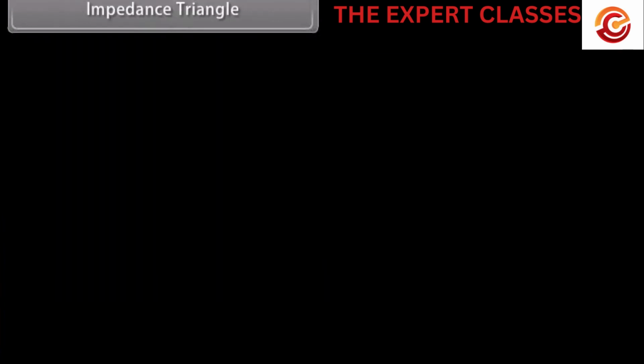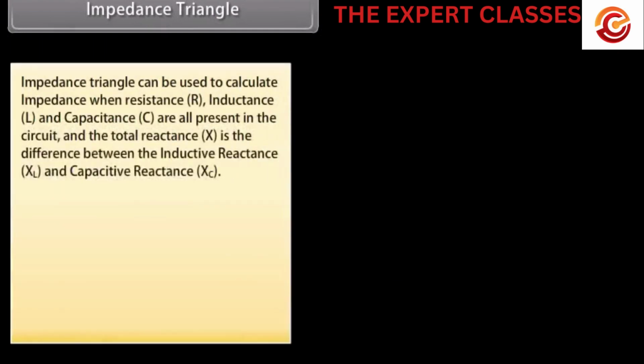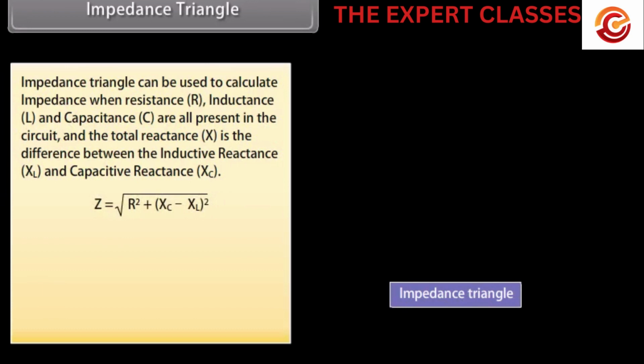Impedance triangle. Impedance triangle can be used to calculate impedance when resistance, inductance, and capacitance all are present in the circuit, and the total reactance is the difference between the inductive reactance and capacitive reactance. Z is equal to under root of R square plus XC minus XL, whole square.